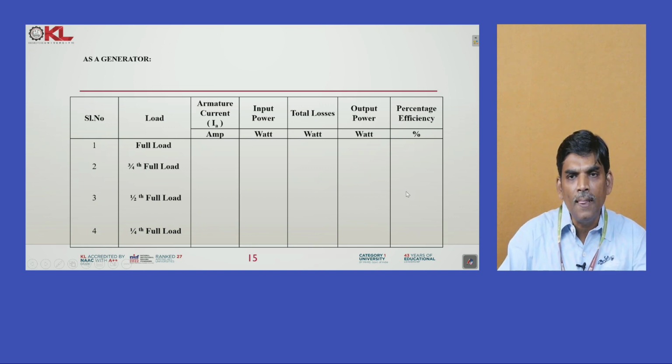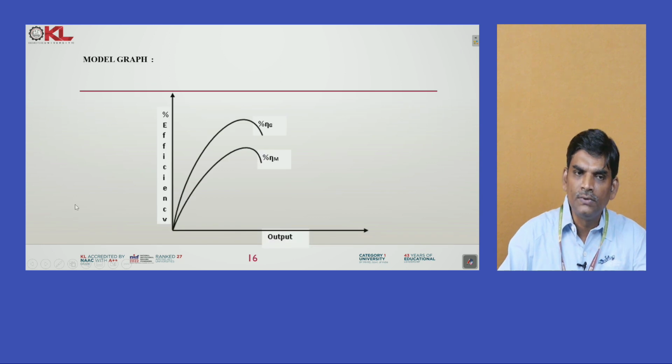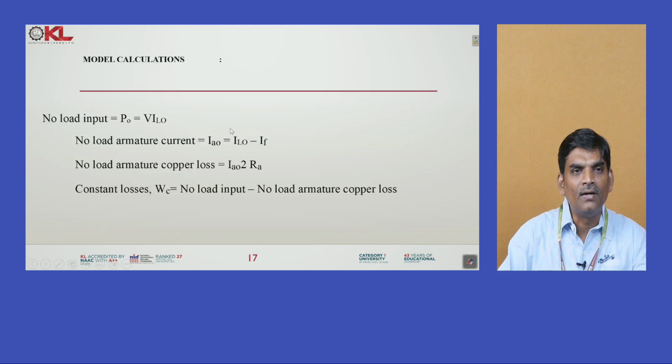Once you find the efficiency, you have to draw the characteristics of output versus efficiency. We observe that compared to the motor efficiency, the generator efficiency is a little bit more. For your benefit I have also given the model calculations here: no load input VI0, no load armature current, and no load copper losses. No load input minus no load copper loss gives the constant losses. The main purpose of the Swinburne's test, or no load test data, is to measure the constant losses. So the test data gives only constant losses.